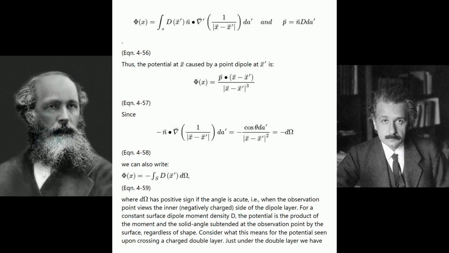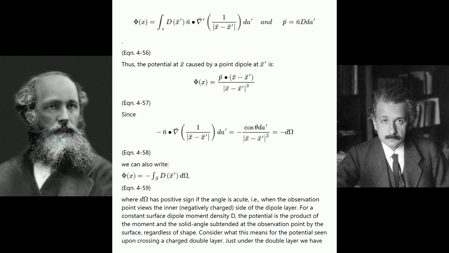We can also write phi of x equals negative the integral over S of D of x prime d omega, equation 4-59, where d omega has positive sign if the angle is acute, i.e., when the observation point views the inner, negatively charged side of the dipole layer.